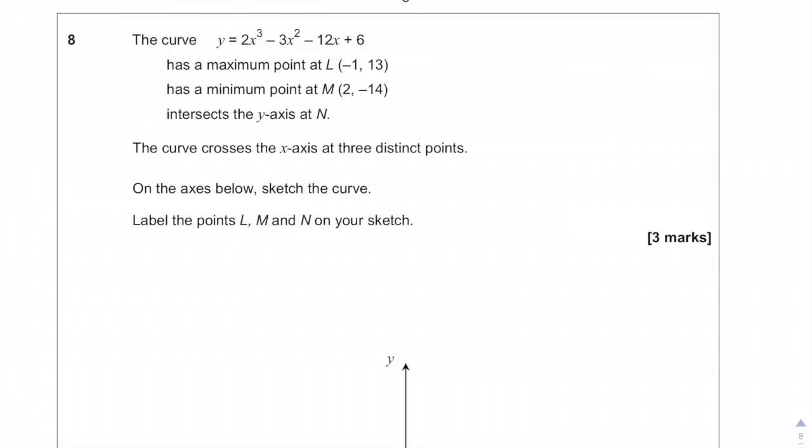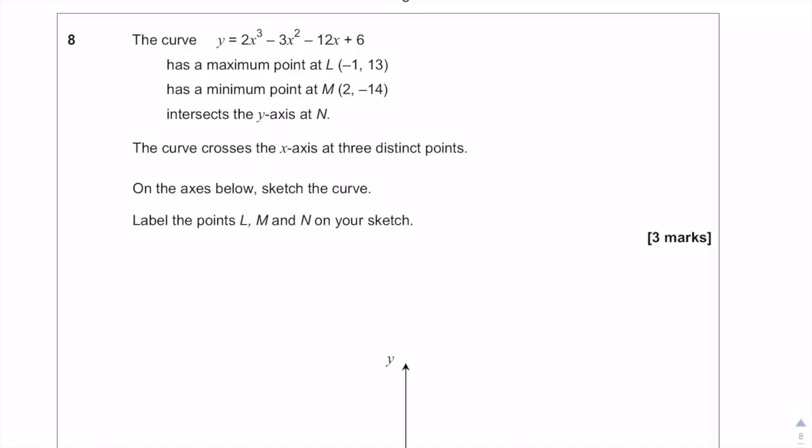Question 8 says the curve y equals 2x cubed minus 3x squared minus 12x plus 6 has a maximum point at L (-1, 13), has a minimum point at M (2, -14), and it intersects the y-axis at N. The curve crosses the x-axis at 3 distinct points. On the axis below, sketch the curve and label the points L, M and N on your sketch.